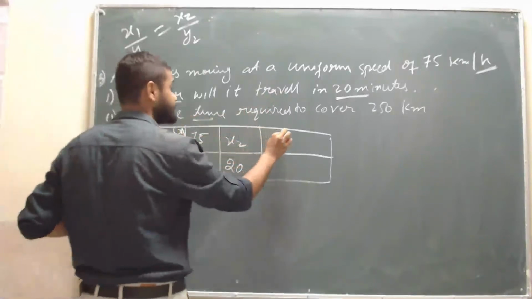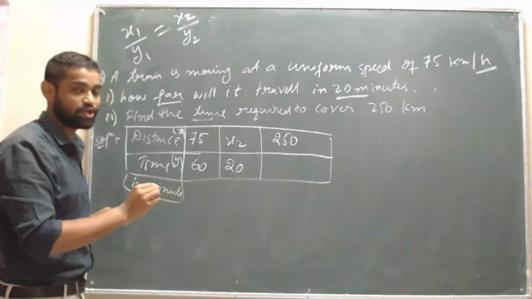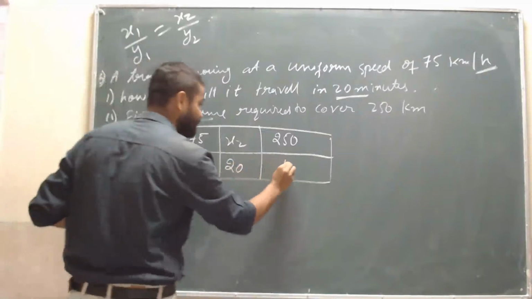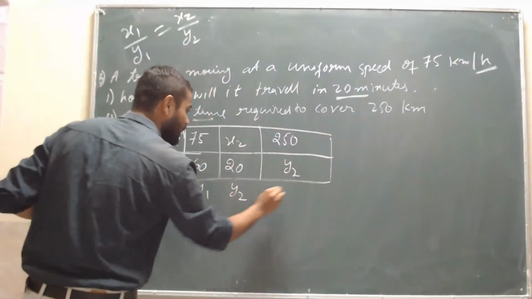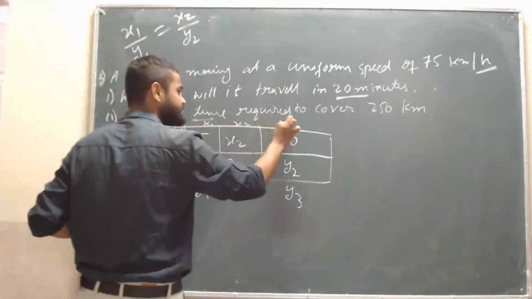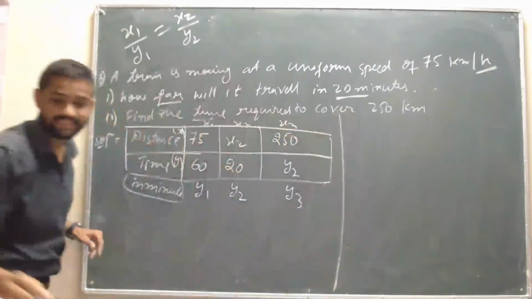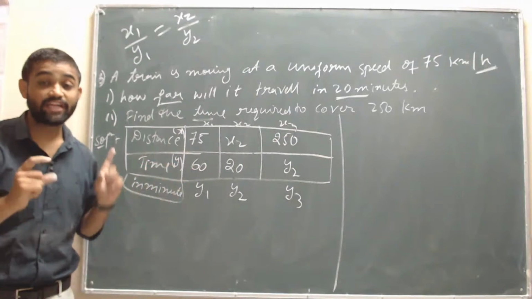And the third one, he has given 250 kilometer distance. What is the time? This one will be y1, this is y2, and this is y3, and this one will be x1, this is x2, and this is x3. Is it clear to you? Writing the data is very important.